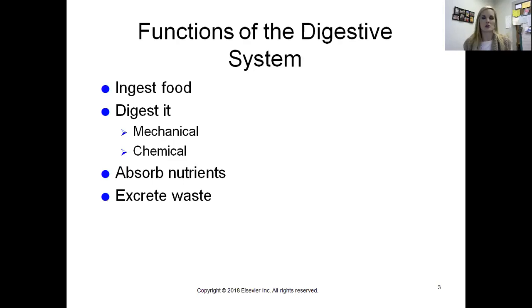So starting with first, we have 4 functions of our digestive system: ingestion, digestion, absorption, and excretion. So that's what we're looking at here. We're talking about how the process takes place. We know that in order for us to get the nutrients that we need, we have to eat the food, right? We have to eat things like carrots and grains and things that are healthy for us because they're things that are needed by our body. So the first step is ingestion.